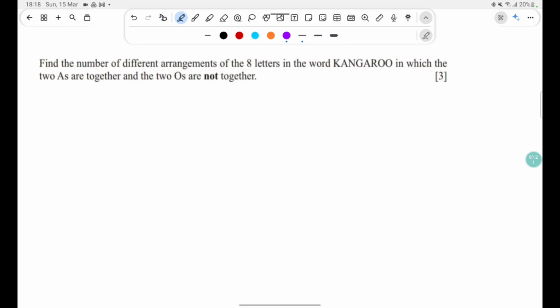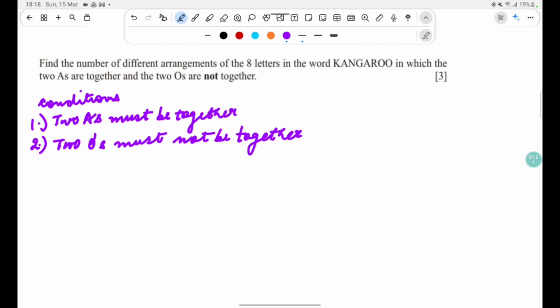First of all, we are given two conditions. So our two conditions are that two A's must be together and two O's must not be together. Now our first step will be that we will treat two A's as a single block. So the distinct items to arrange will be K, and we will treat two A's as a single unit, and then N, G, R, O and O.